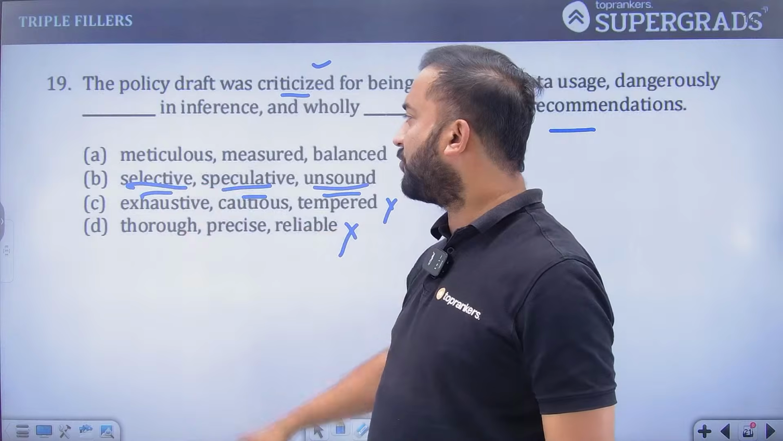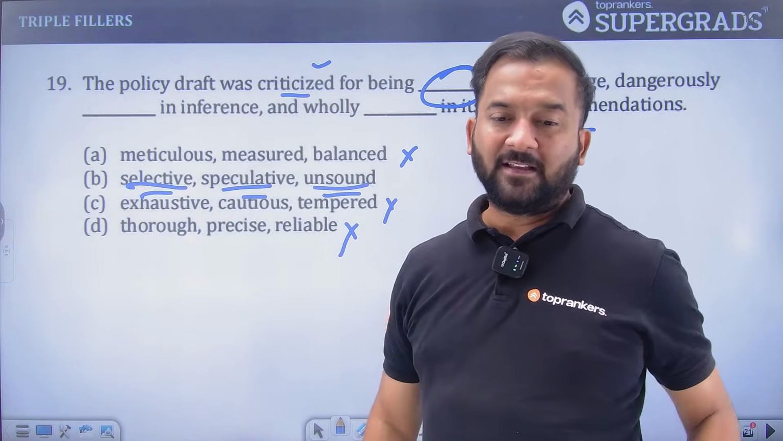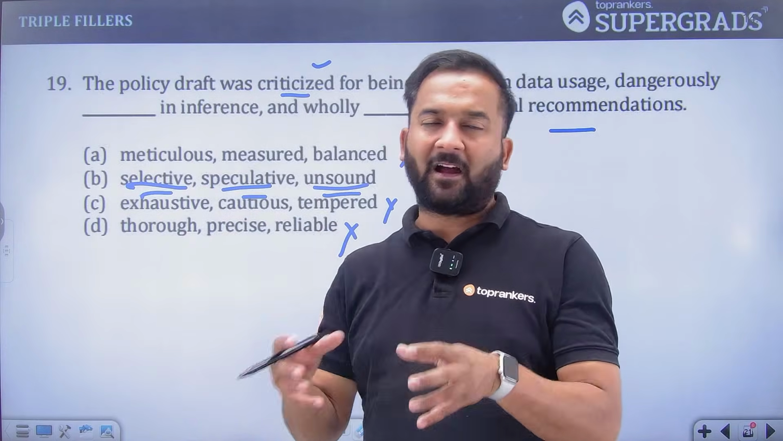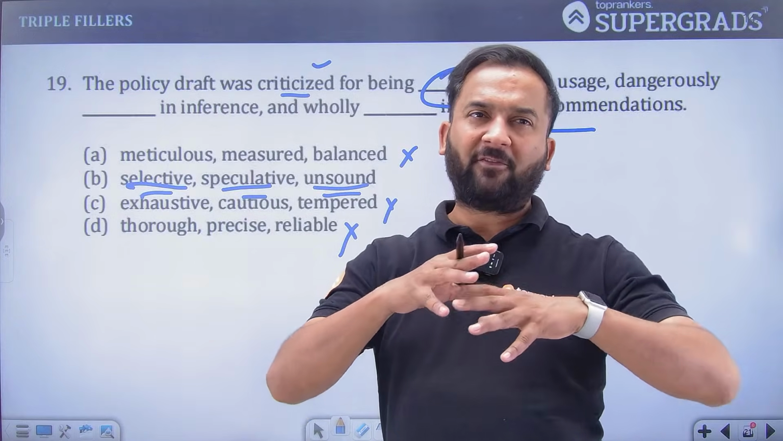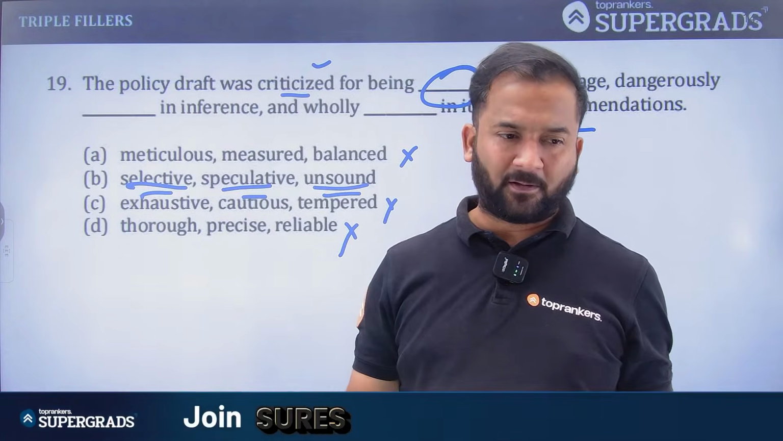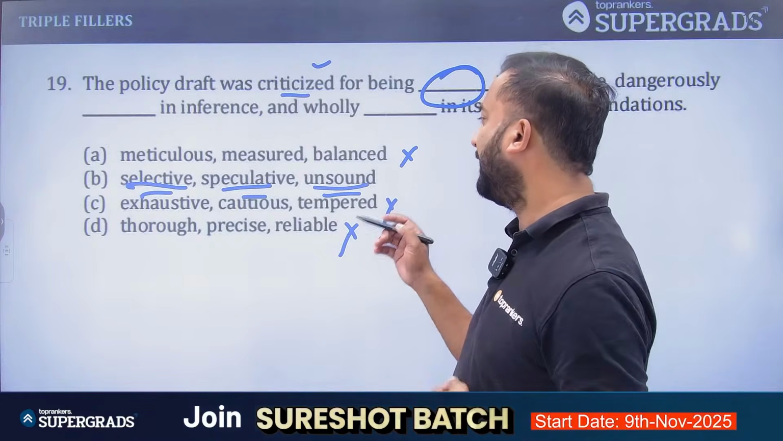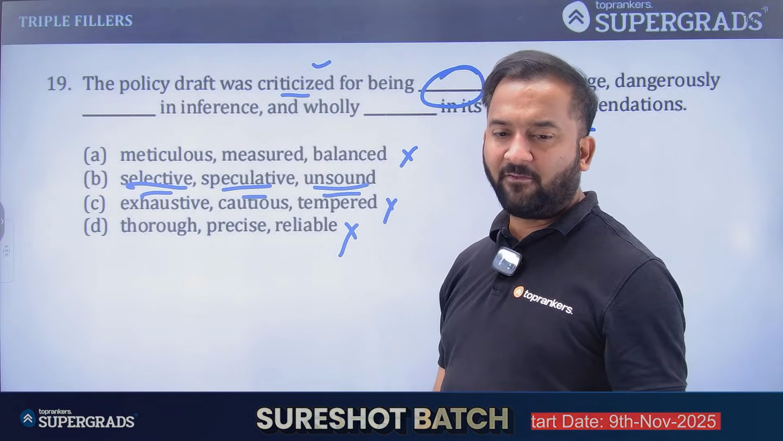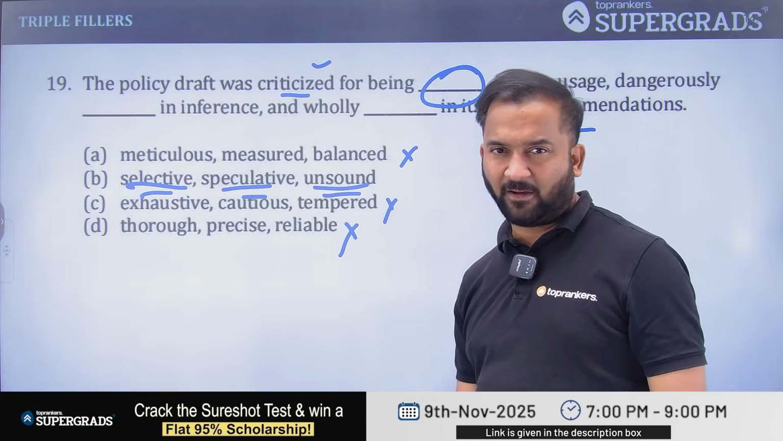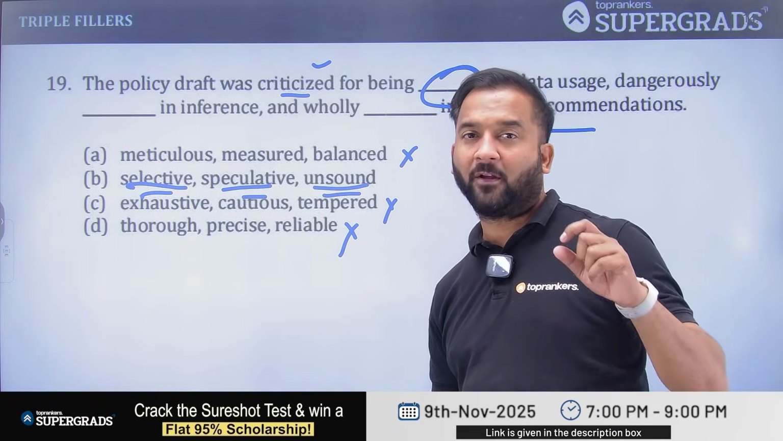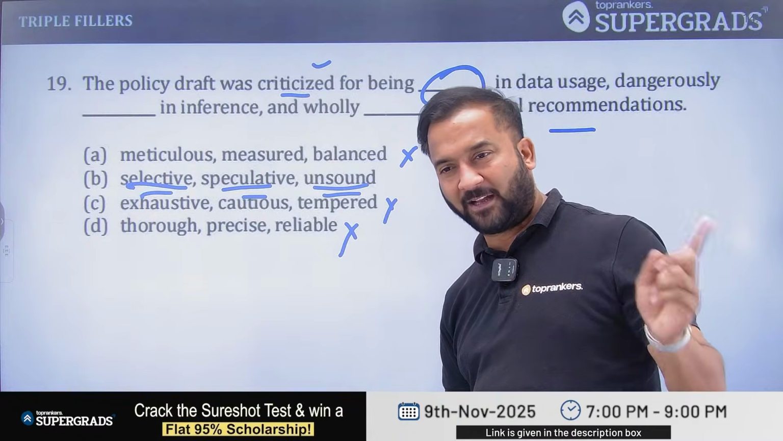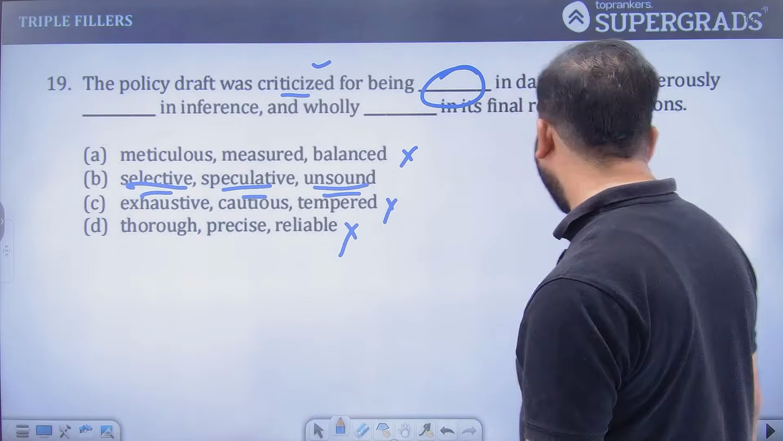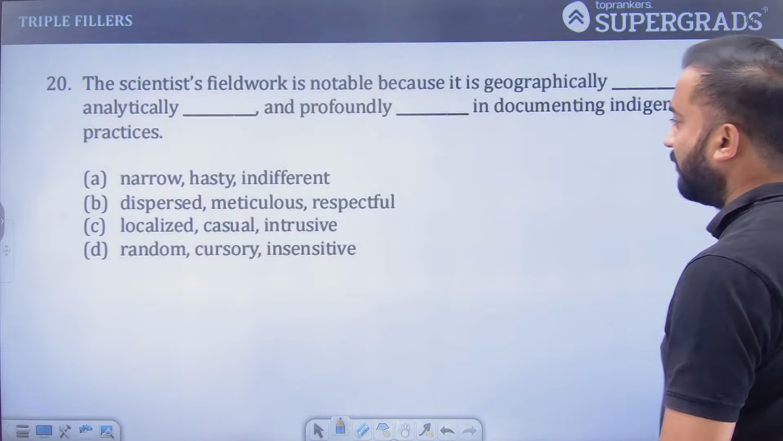But the first filler should be selective and not exhaustive. Selective मतलब कुछ लोगों को ही लिया है. अगर exhaustive होता, it would have covered the opinion of all the people. इसीलिए वो policy draft, it was criticized for being selective and not exhaustive. That is why we have not chosen option C. If anyone has done that, if anyone has that doubt, I hope वो doubt अब चला गया है. That's all in the past. Let's move to the last question for today's session.